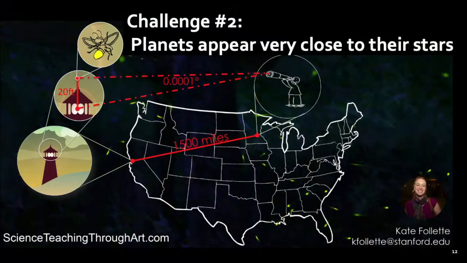So you need to be able to magnify and get very sharp images to see them. On slide 12, here's sort of an analogy. Imagine you put that firefly about 20 feet away from that lighthouse, and you're trying to see it from halfway across the country. That's the challenge. Those are the easy ones. That's what we can do today.